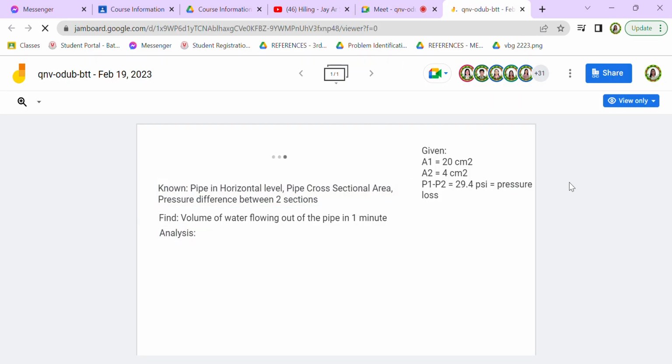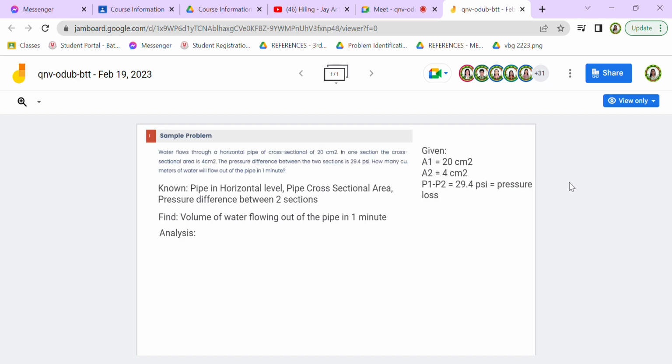Problem number one states that water flows through a horizontal pipe of cross-sectional area of 20 centimeters squared. In one section, the cross-sectional area is 4 centimeters squared. Then the pressure difference between the two sections is 29.4 psi. How many cubic meters of water will flow out in the pipe for 1 minute?